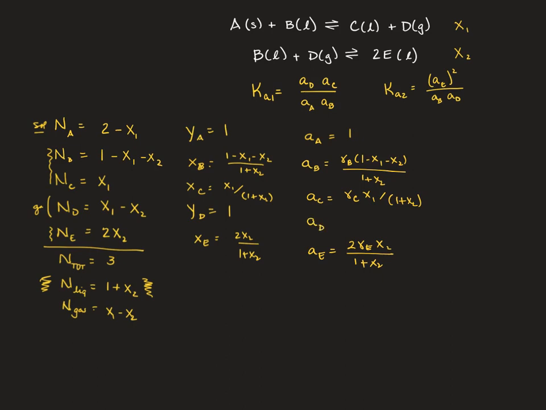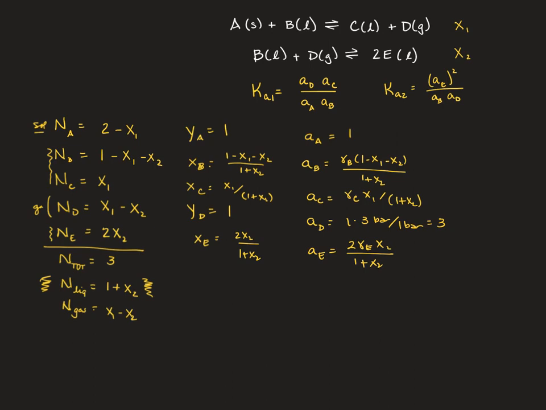Now what about my gas? Well, my gas is going to be Y times the pressure over 1 bar if I'm assuming modest pressures. So the mole fraction Y is 1. The pressure is given as 3 bar divided by 1 bar, and so the activity for D is equal to 3. And we can then substitute those in and get equations to solve.